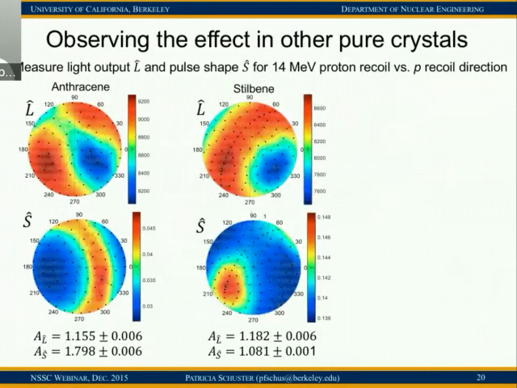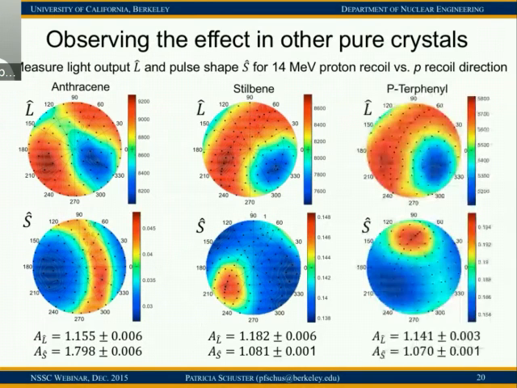On the bottom here, I'm showing the magnitude of change in the light output and the pulse shape. The light output changes by approximately the same factor, but the pulse shape anisotropy is much less. In anthracene, it was 1.8. In stilbene, it's 1.08. So if you are trying to not have an anisotropy effect, then actually stilbene may be a better material for you. If you're trying to exploit an anisotropy, then anthracene might be a better material for you, although no one manufactures it, so best of luck.